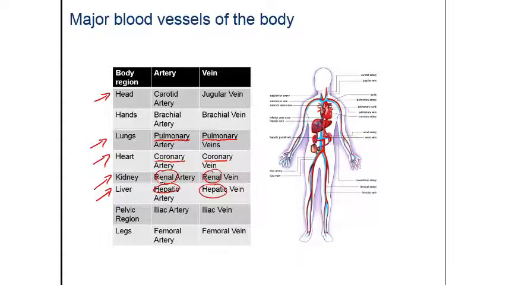So renal is the prefix for kidneys, hepatic is the prefix for liver. You might have heard of hepatitis, for example, right, which is the inflammation of the liver. So hepatic, right, same prefix.